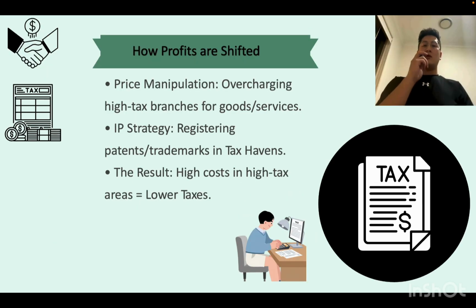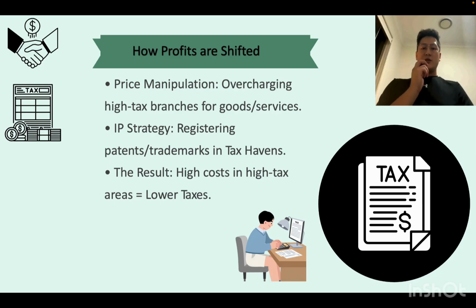How are profits shifted? So how exactly do they do this? There are two main ways shown on this slide. The first is price manipulation. A company in a high-tax country might pay a very high price for services from its own branch in a low-tax country. This makes the costs very high in the high-tax country, so the profits look smaller and they pay less tax there. Second is the IP strategy, which stands for intellectual property.